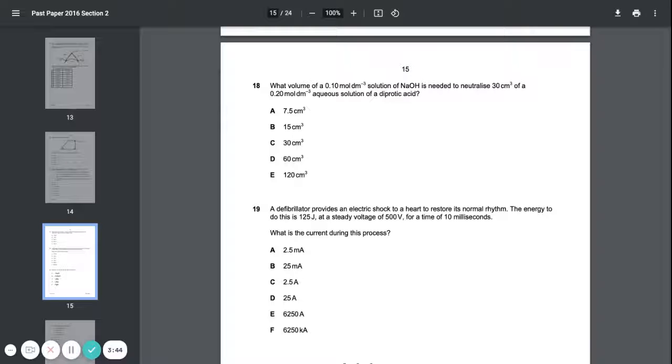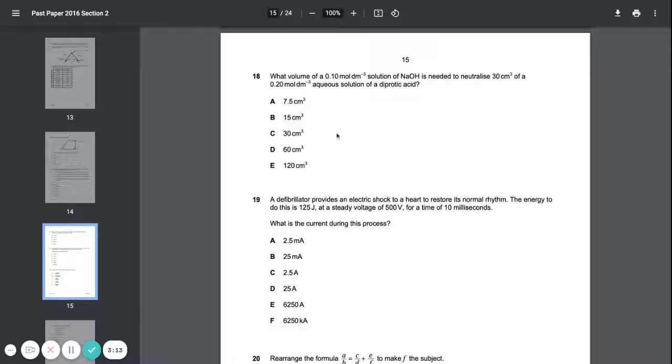And to calculate the moles of the diprotic acid that are present, we convert 30 centimeter cube to dm cube and multiply it with 0.2 mole per dm cube to get moles, which is 6 into 10 to the power minus 3 moles. And then we multiply this by 2 to get the moles of NaOH. So that will be 1.2 into 10 to the power minus 2 moles, and we divide that with 0.1 mole per dm cube. So we get 120 centimeter cube, which is option E. We essentially get 0.12 dm cube, and then you can multiply that with 1000 to get 120 centimeter cube.